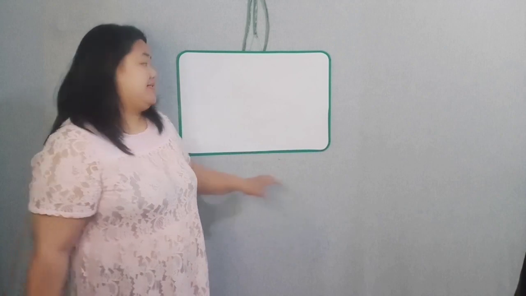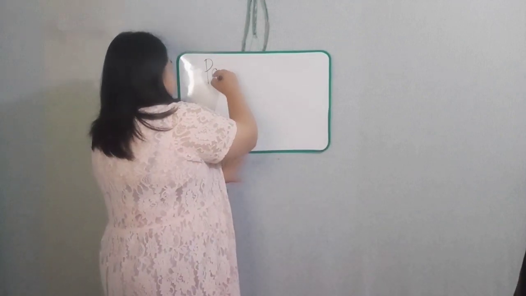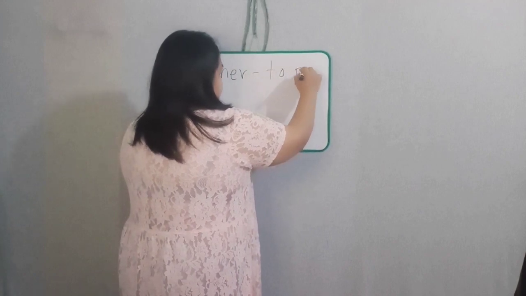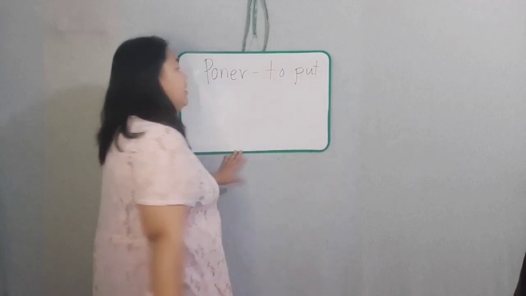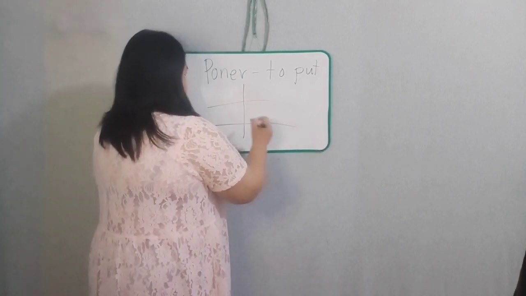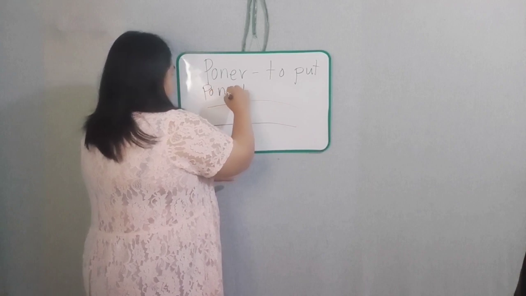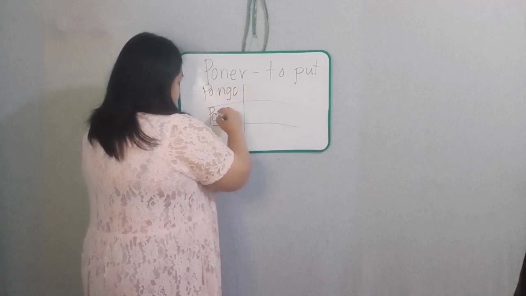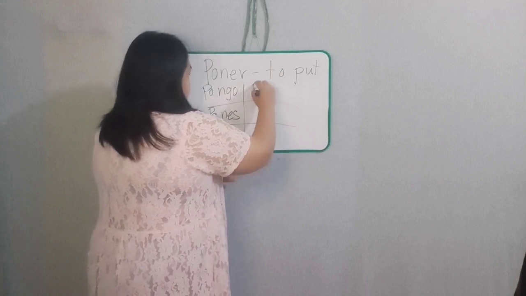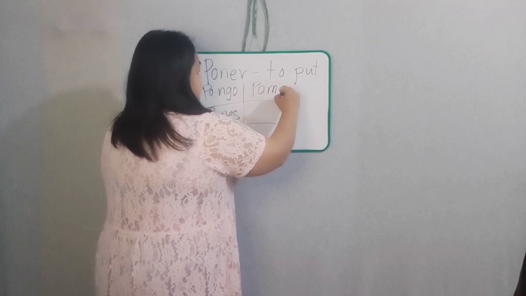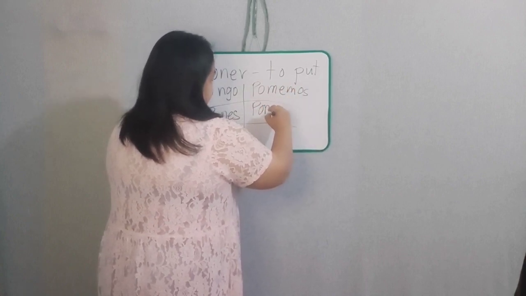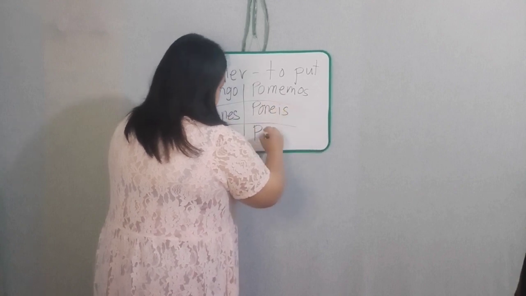The next verb we're going to discuss is the verb poner. Poner means to put. These are the conjugations of the verb poner. So this is pongo, pones, pone, ponemos, ponéis, ponen.